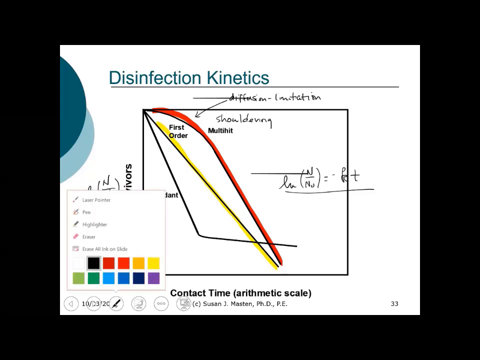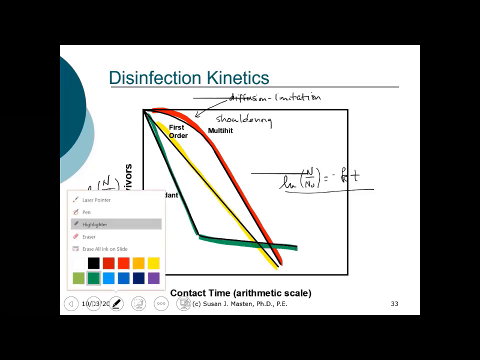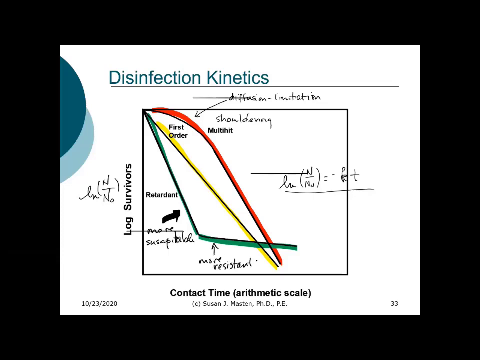We also can observe what's referred to as retardant, and I've shown that here in green. And what you see there is a more rapid decay initially. So perhaps some organisms are more susceptible and others more resistant. So that's one possibility. We could also be running out of disinfectant. So the disinfectant concentration is significantly lower, and therefore, we see a decrease in the rate.